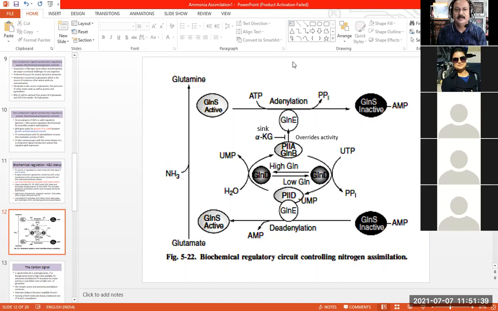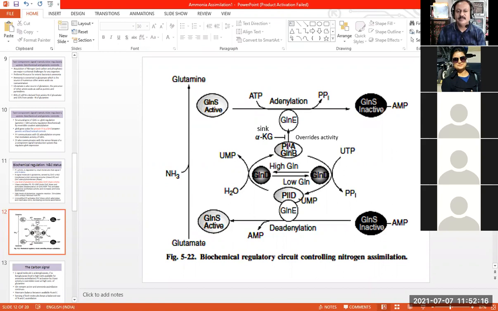Yes. So when there is a high concentration of glutamine in the cell, then this P2A molecule is uridylated by the GLND enzyme, which is the uridylating enzyme. And it is a sensor kinase. Don't forget the word sensor kinase. It converts P2A into P2D, along with the protein GLNE. This GLNE is the deadenylating enzyme.